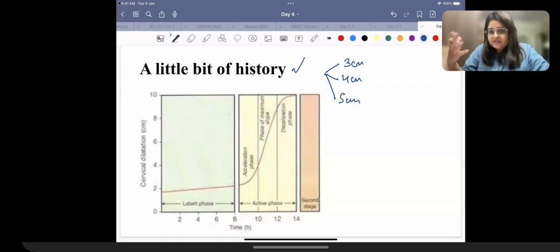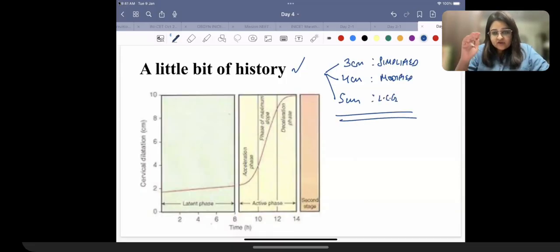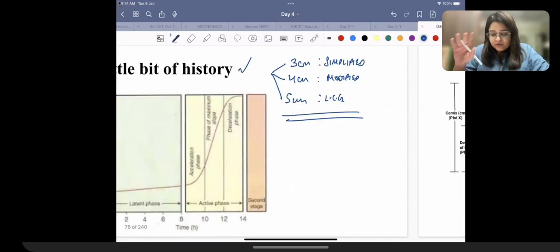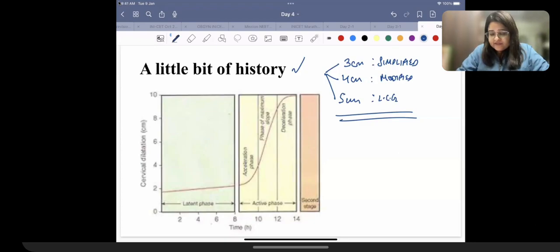So based on this, over the last few decades, different partographs were there. First was the WHO simplified partograph, then came the WHO modified partograph, and now is the labor care guide based on these cutoffs for active labor. Okay. But we will be discussing two partographs. This one has not been followed for many years now.